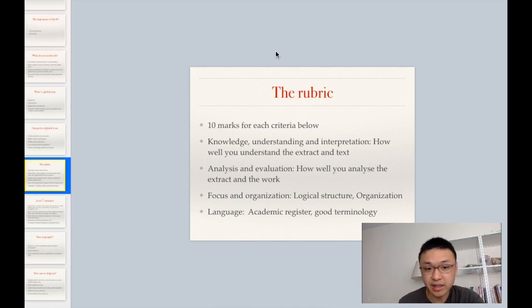Your knowledge of the text. The second part is analysis and evaluation, which is how well you analyze the text and the extract you chose. The next one is organization and focus. It's how well you structure your IO, like whether you speak in a logical flow or not. The fourth is language. You're supposed to use an academic register, and you need to use good literary terminology. So these are the criteria, and this is what you need to keep in mind when you prepare.